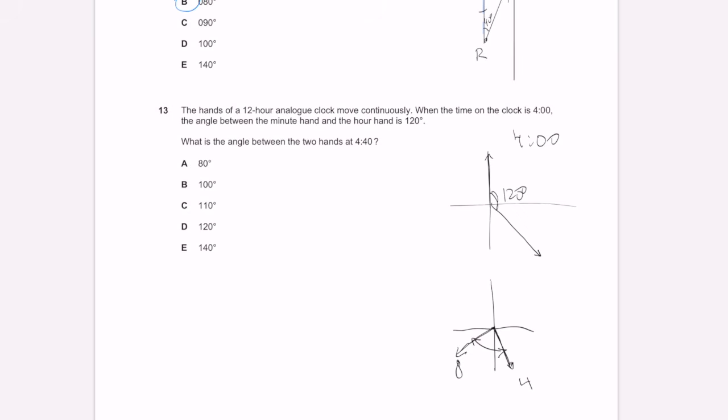So let's work out the speed of the minute hand. And that's going to be in terms of angles or degrees per minute, because this is a far more natural way of thinking about it. So it's going to cover 360 degrees in 60 minutes. So that's going to be 6 degrees per minute.